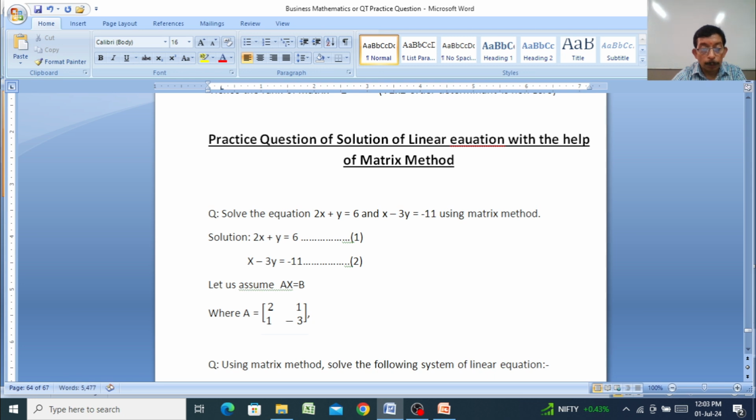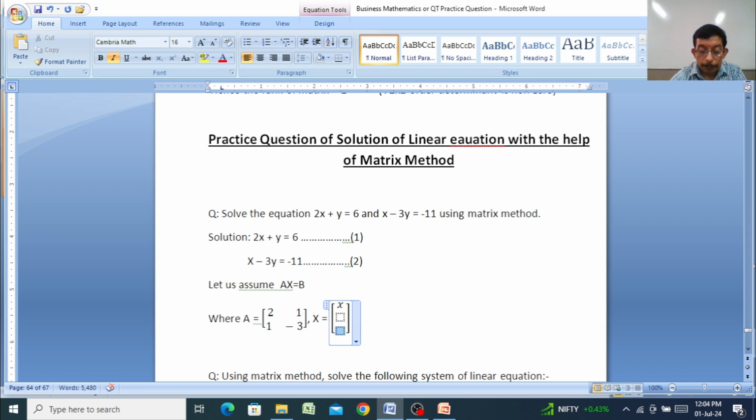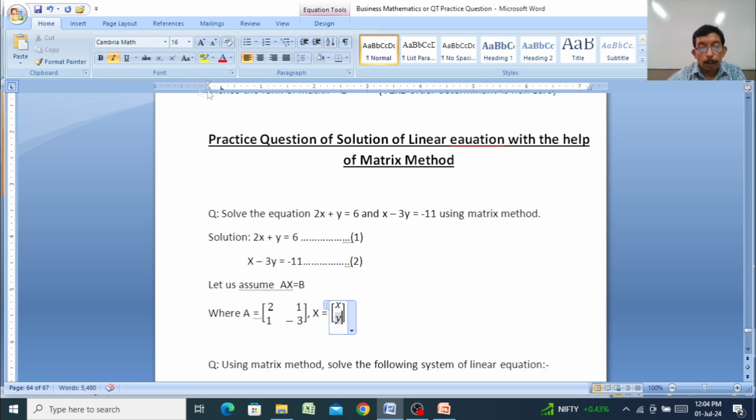Now x is equal to the matrix of the unknown values. The first unknown value is x, and the second unknown value is y. X and y.